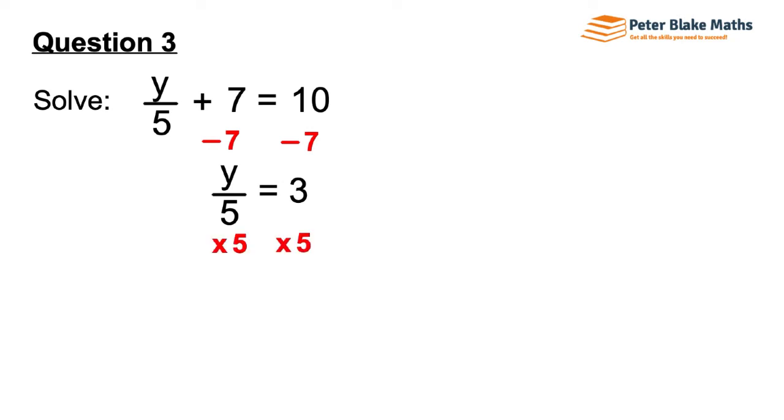On the left-hand side, the divide by 5 and the multiply by 5 will cancel each other out, leaving us nicely with y, because solving an equation is about getting the letter on its own. So we'll get y on the left-hand side, and we just calculate whatever's left over on the right-hand side there. 3 times 5 is 15. So final answer, y equals 15.